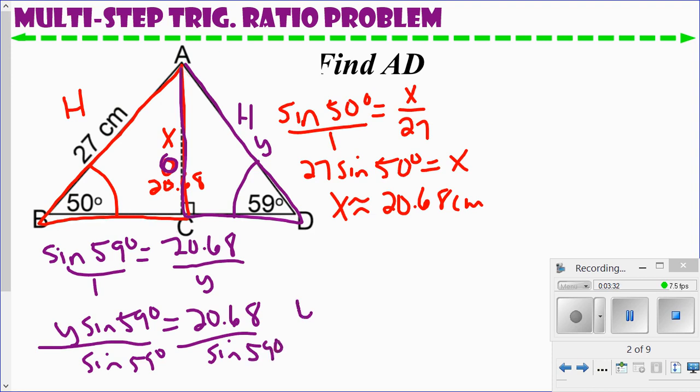And when I do that, I'm getting y is approximately, and of course I have to type that in the calculator, 20.68 divided by the sine of 59 degrees gives me approximately 24.13, and these are centimeters. So that is what I was looking for, which is AD's length.